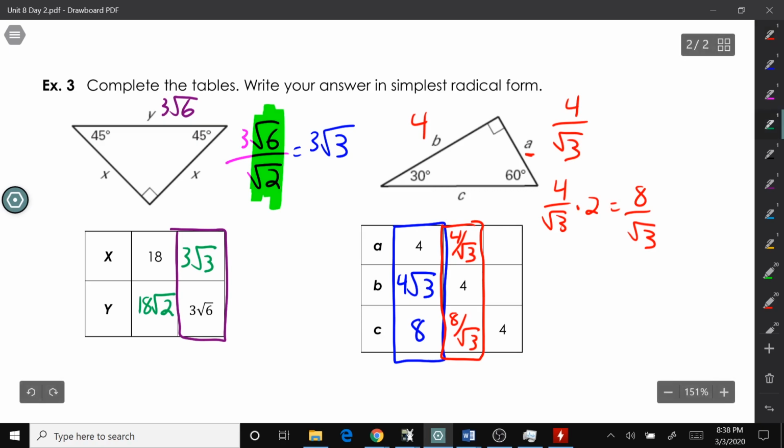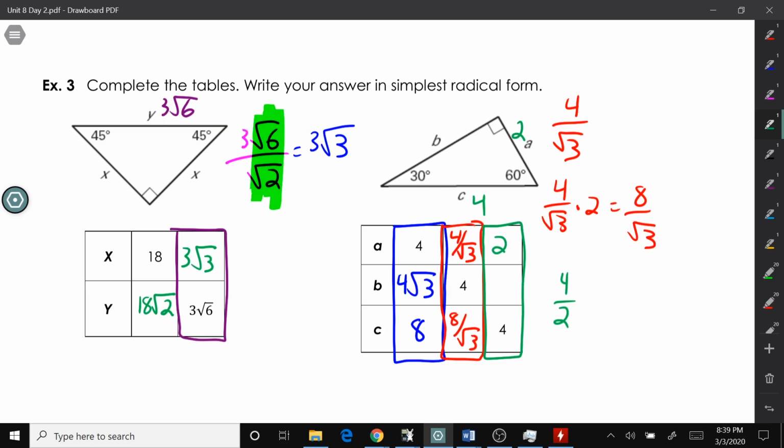Right, then the last column, they're saying, what if the hypotenuse is 4? So with the hypotenuse is 4, I would go back and find A first. So I would do 4 divided by 2, which is 2. And then to find out what B is, we take the shortest side 2 and multiply it by the square root of 3.